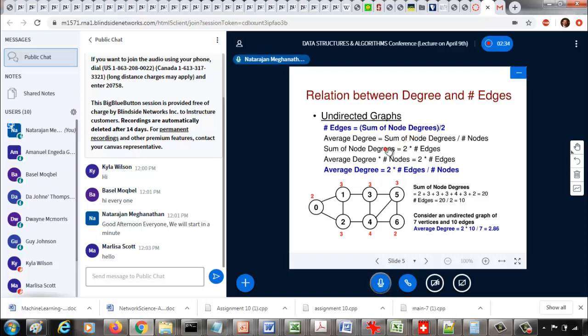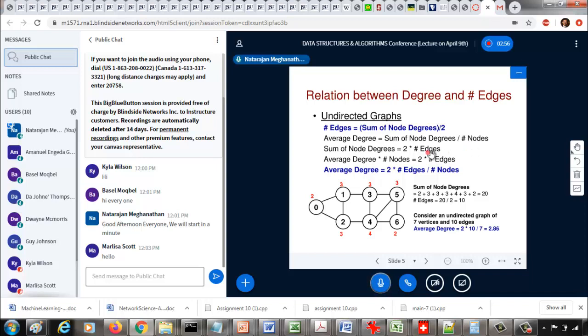Now we can proceed a little further on this. We can also compute what is called the average degree of a node. The average of something is just the sum of all those values divided by the number of such values you have. So the average degree can be computed as the sum of all the node degrees divided by the number of nodes you have.